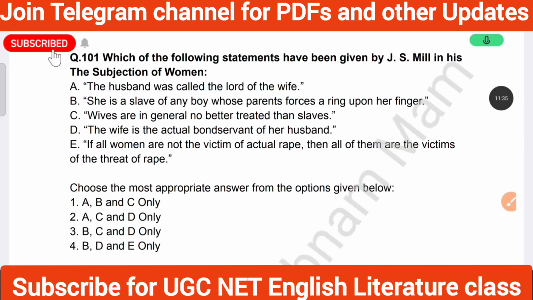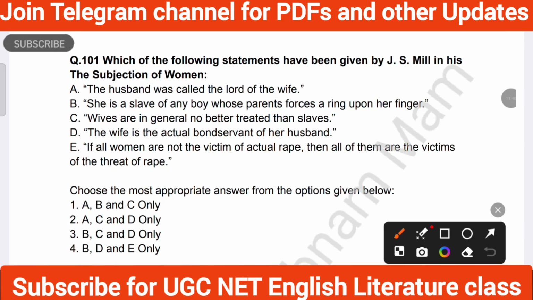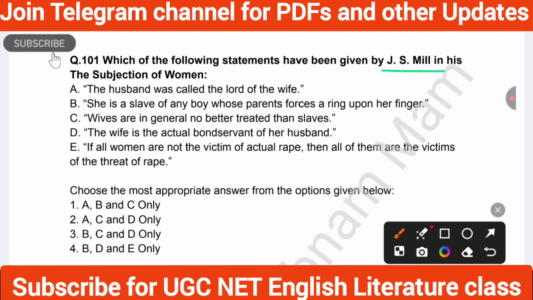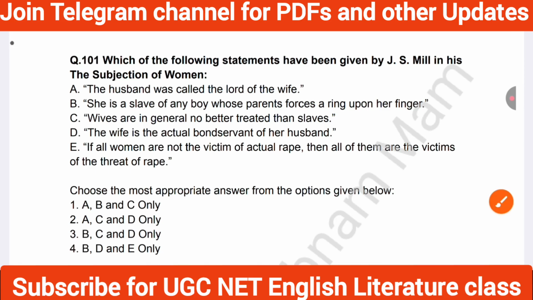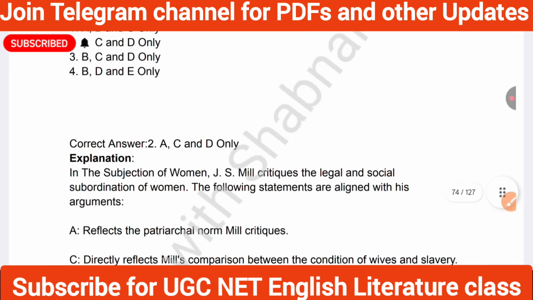Now another question: which of the following statements have been given by J.S. Mill in his The Subjection of Women? Options A, B, C, D, E are given here. In this question you have to find out which of these statements are a part of J.S. Mill's work, The Subjection of Women. We have to find the correct ones. So the correct answer to the question was A, C, and D.